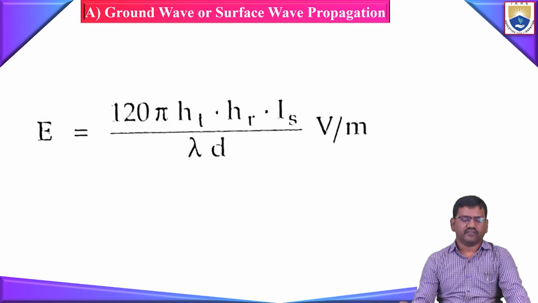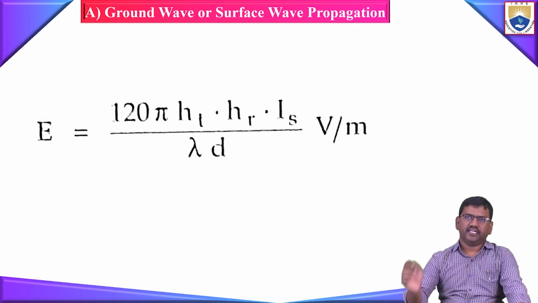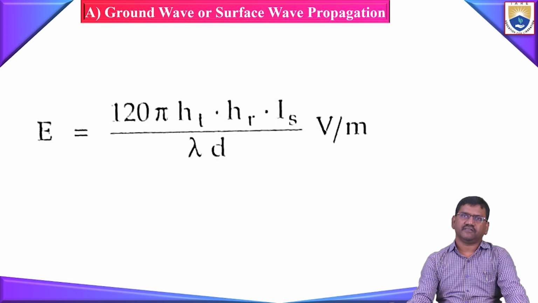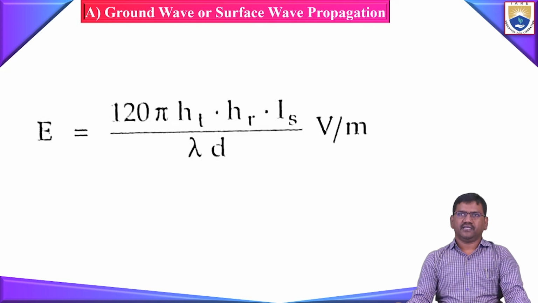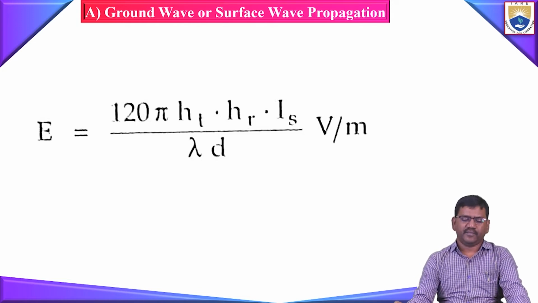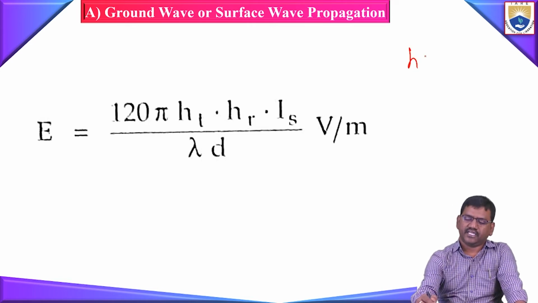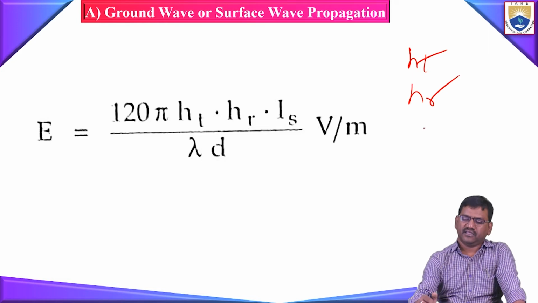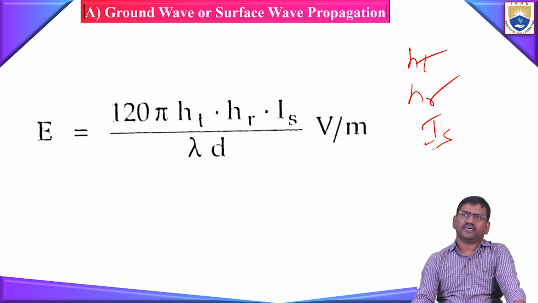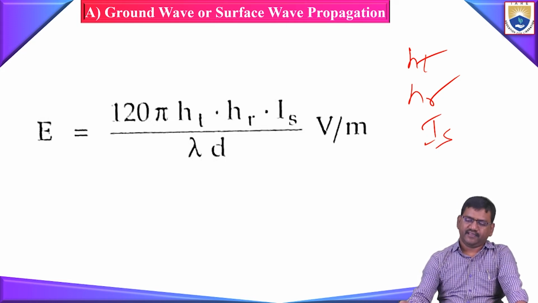This is our standard equation to find the electric field strength. The electric field strength received at the receiver depends upon the height of the transmitting antenna, the height of the receiving antenna, the source induced current, the wavelength, and also the distance between the transmitting antenna and the receiving antenna. So these are the five important parameters on which the total electric field strength is calculated: the height of the transmitting antenna, the height of the receiving antenna, the amount of current induced by the signal radiated by the transmitting antenna, and the distance between the transmitting antenna and the receiving antenna.